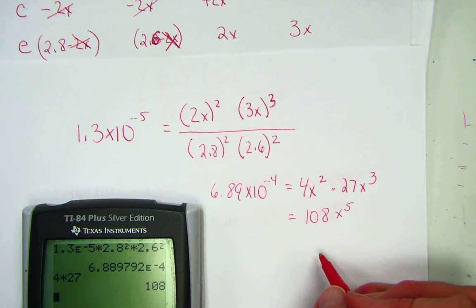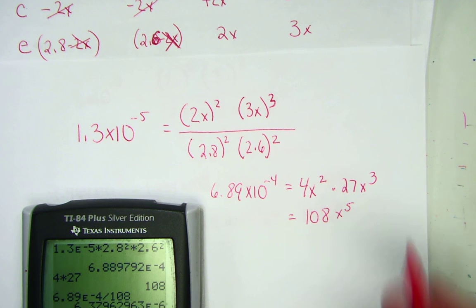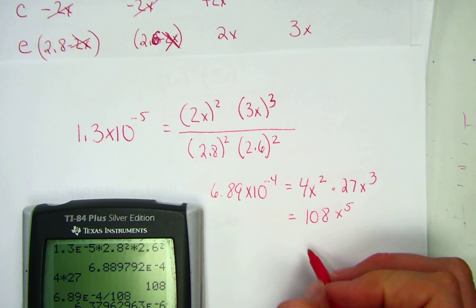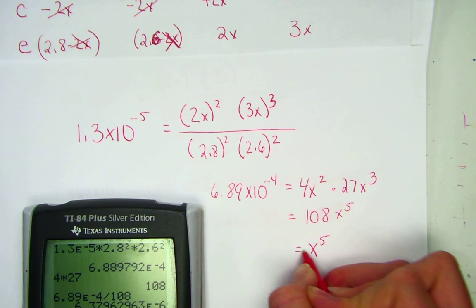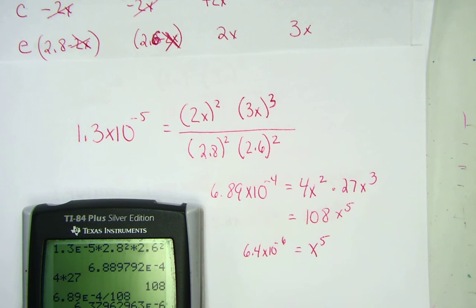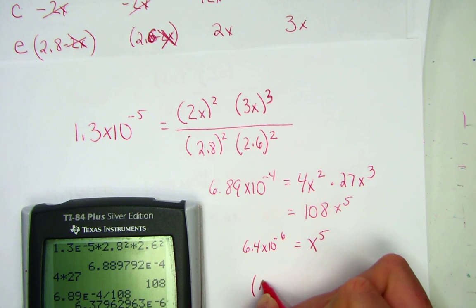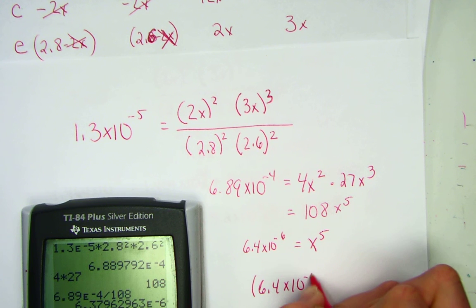So I'm going to divide both sides by the 108, so 6.89 second function e negative 4, divide by that 108. Alrighty, so x to the 5th comes out 6.4 times 10 to the negative 6th power. Raise that to the power of 1/5. You want to take the power of 1/5 to isolate the x.